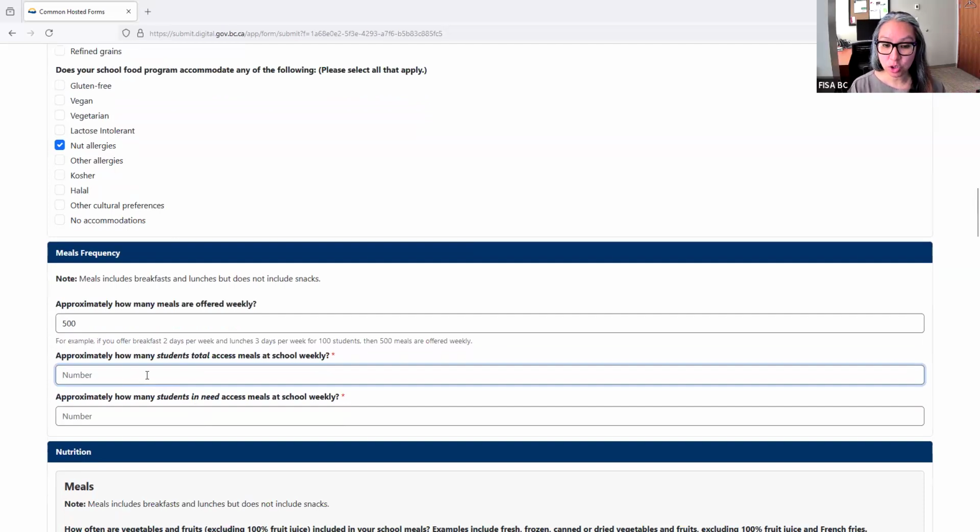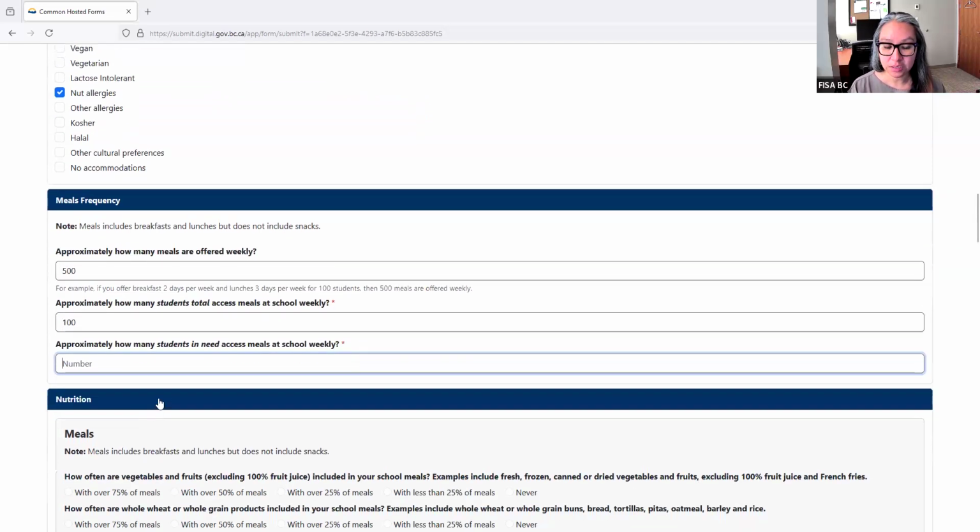Approximately how many students in total access the meal? Remember, it was 100. Approximately how many students in need access the meal weekly? So that will be the percentage that you think they access. Even if you put it for everybody, you know for sure that probably around 35 of my students that are in need are accessing this one. So the first number is the big one if you're offering to everybody. The second one is the small one that is concentrated on the children that are actually in need. Okay.